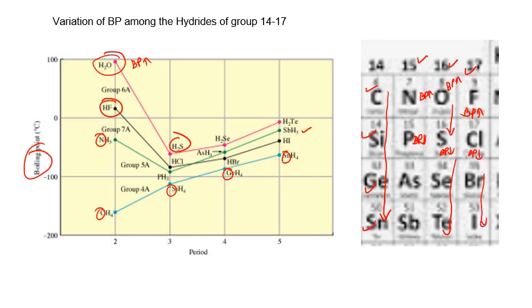What is the reason for that? When you look at the molecules, you can see water contains oxygen, HF contains fluorine, and NH3 contains nitrogen. All these three, we know, are among the elements that can form hydrogen bonds. So the hydrogen bond is strong. So the IMF is going to be stronger for these three molecules compared to the other hydrides in that group, and therefore the boiling point is going to be higher for those molecules.